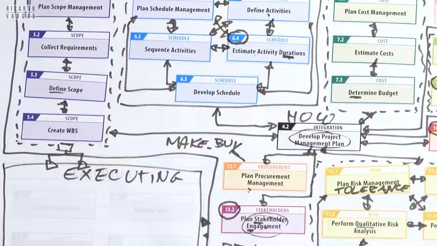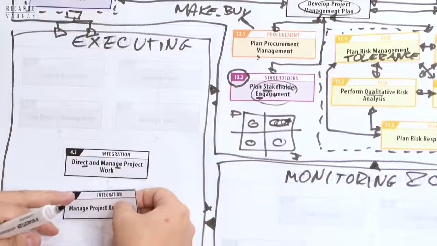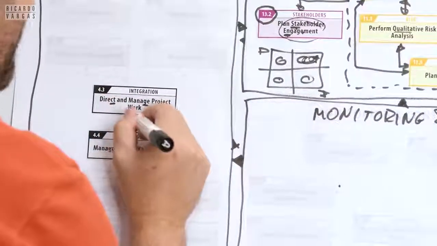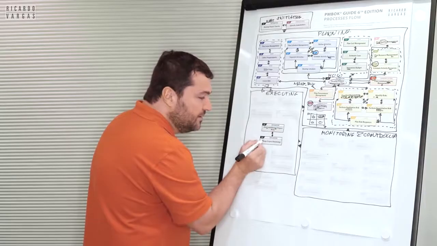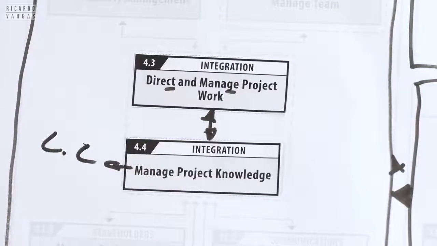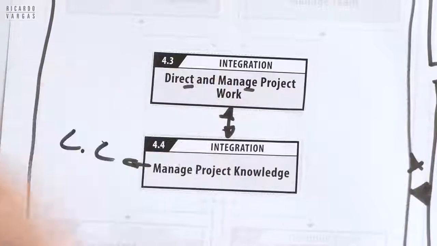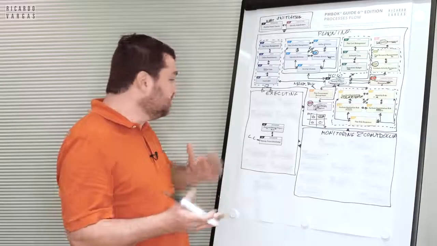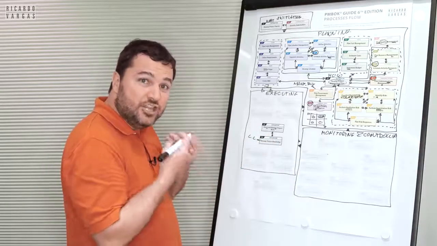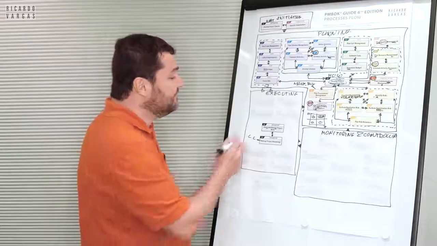And now there is one new thing in the PMBOK 6th edition. It's a new integration process called Manage Project Knowledge. In a very, very simple way, you can understand this as lessons learned. So you need to register what you are learning from the project work. What is working, what is not working, what is going well, not well, and you register this because this knowledge is very valuable. So you need to have these lessons learned.